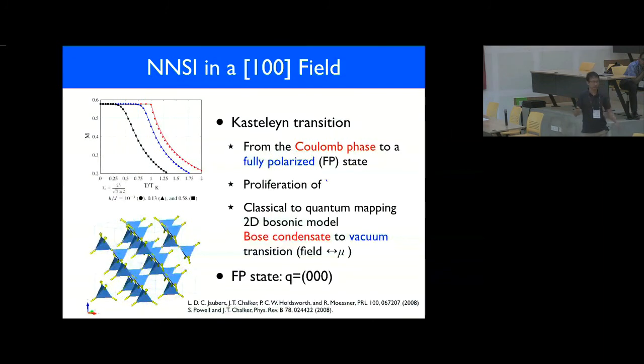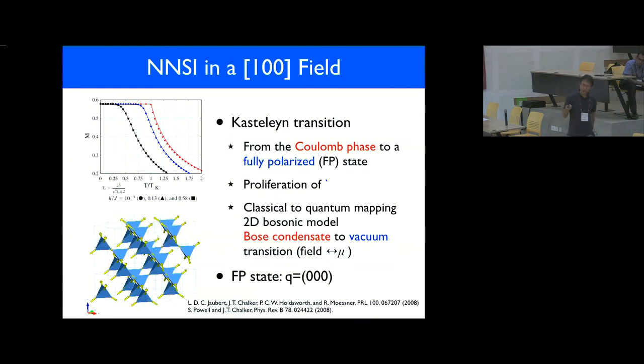And this transition can be understood as the proliferation of strings. So this is the ordered state, and with a 100 field in this direction, the only low-energy excitations will be just flipping strings of spins from this boundary to this boundary. And so this transition actually is a proliferation of these strings.